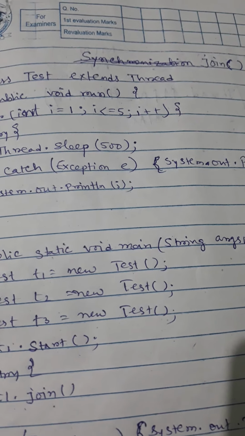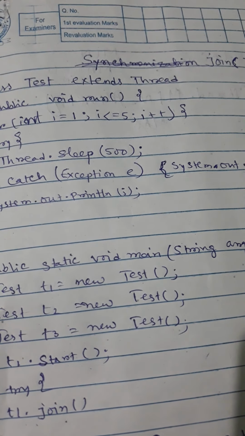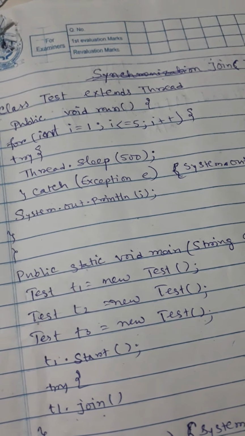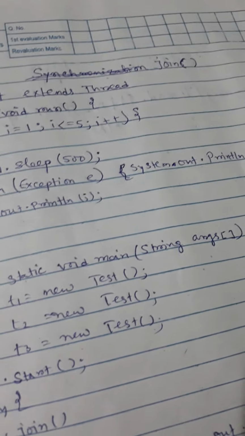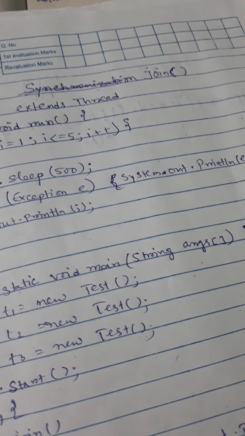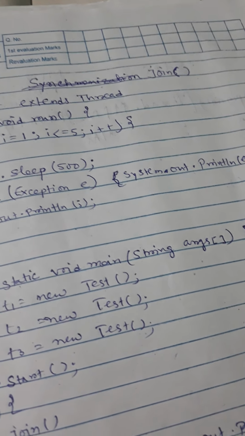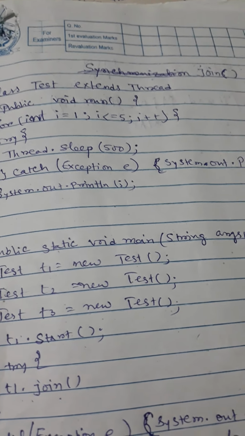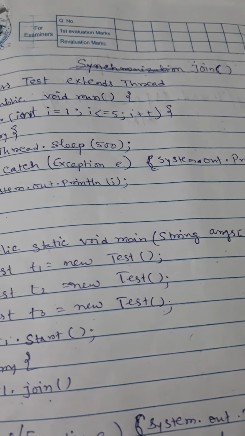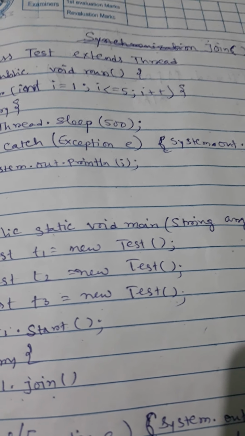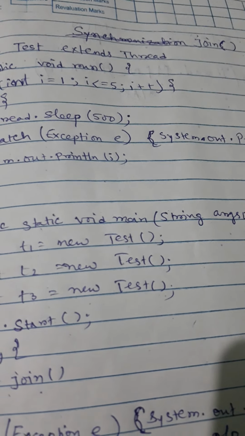Join method. Join causes the currently running thread to pause execution until the thread being joined completes its task. Actually, when any thread is running, another thread cannot interrupt it. You have to first complete whichever thread was created first. So suppose t1 is created first, so you have to complete t1 first, then t2 and t3 will be executed. So t2 and t3 have to wait for t1 to complete first.